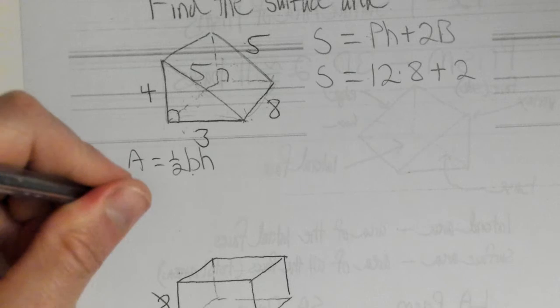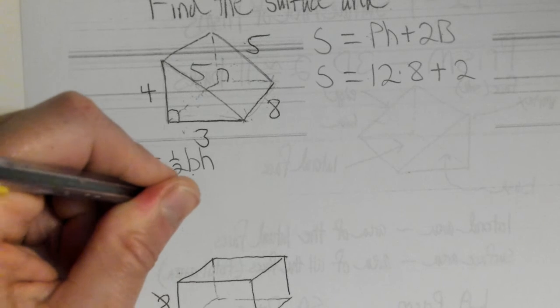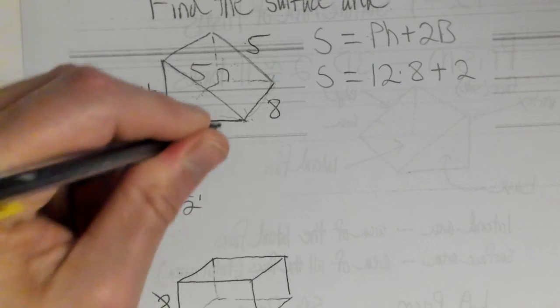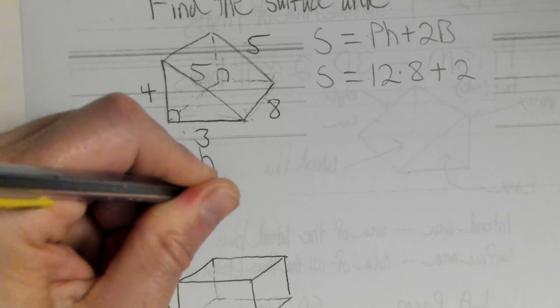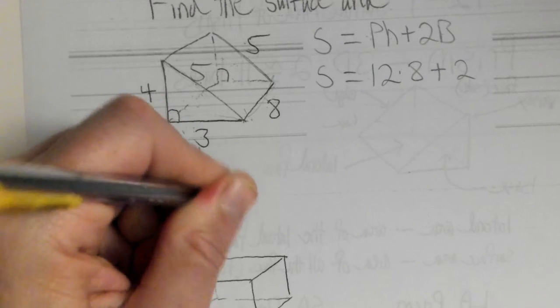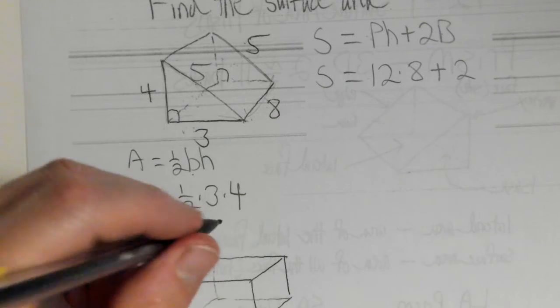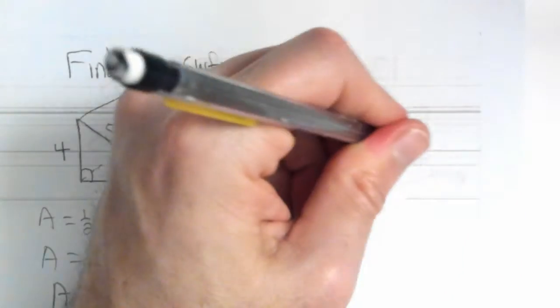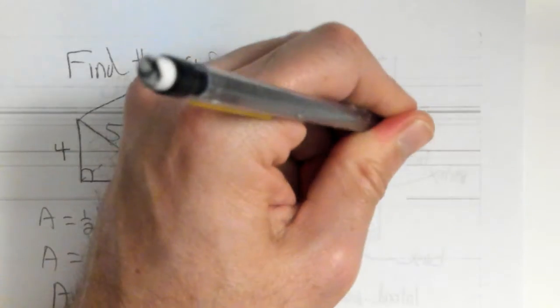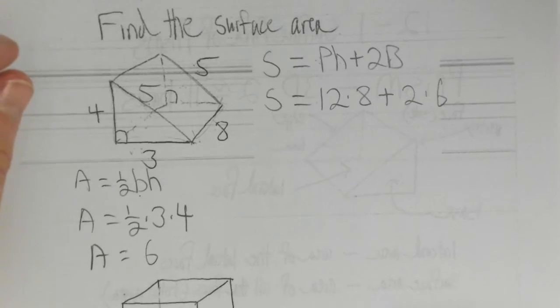So I need to find the area of this triangle. Well, it's 1/2. Well, what's the base of the triangle? 3 times the height of the triangle, 4. Base times height have to be perpendicular. So 3 times 4 is 12. Half of that is 6. And I'm going to plug this back in for capital B, which is 2 times 6. 6 is the area of the base.